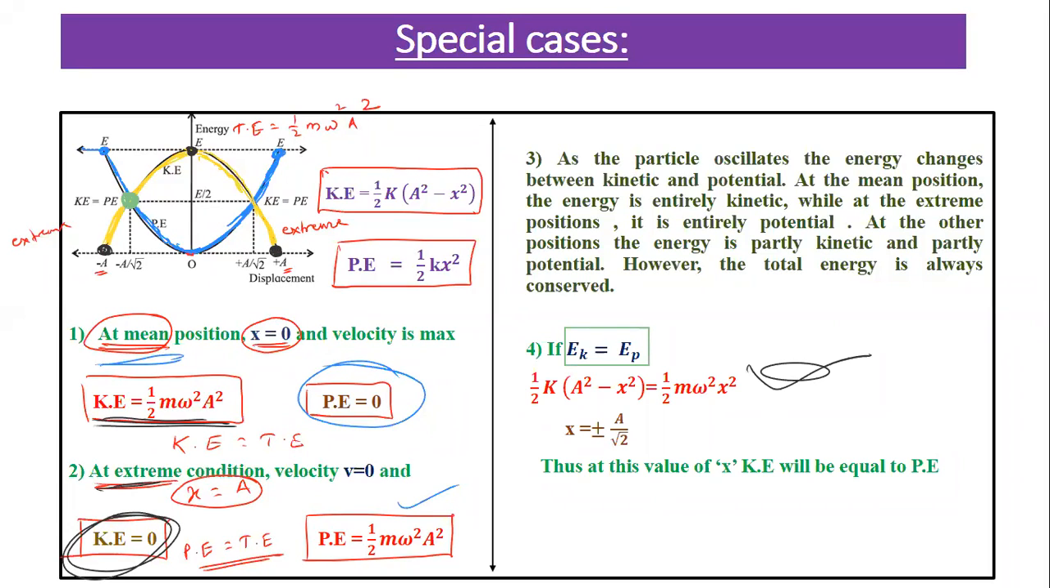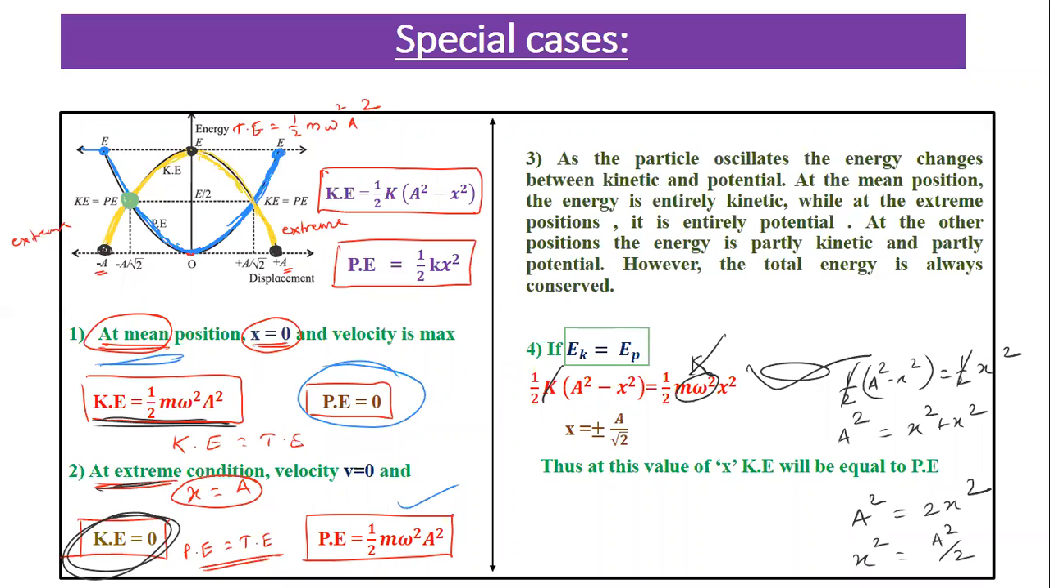Half m omega square x square. Or instead of this, we can write k. Then this k and this k get cancelled. So we get the formula 1 by 2 into a square minus x square is equal to 1 by 2 x square. This 1 by 2 gets cancelled. So you get a square is equal to x square plus x square. So a square you will get 2x square, or x square is equal to a square by 2. Hence x is equal to a by root 2.